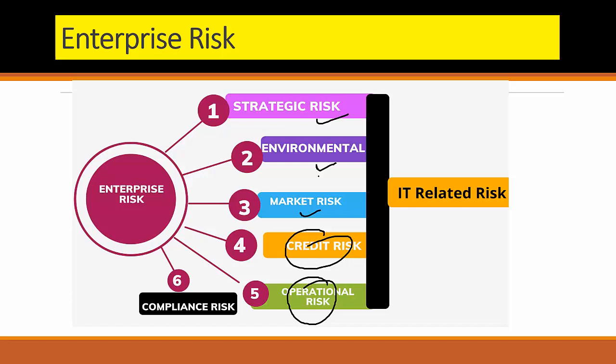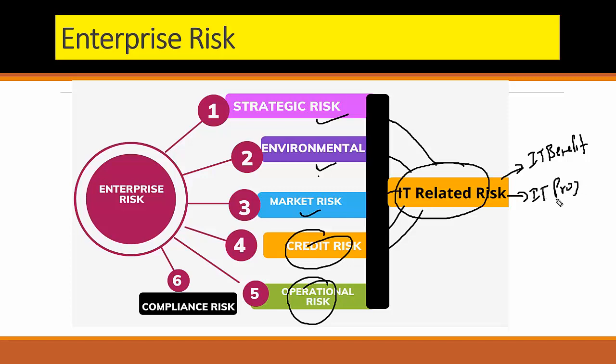But one thing I would like to add here is that IT risk is integrated with all the risks. Here you can see that IT related risk is somehow directly impacted because of the other things. So when you're talking about IT risk, what is the concern here? It's like IT benefits. Okay, IT programs. And third is basically called IT operations.